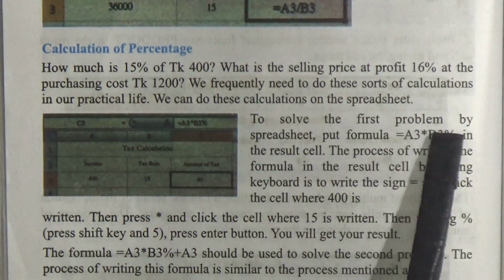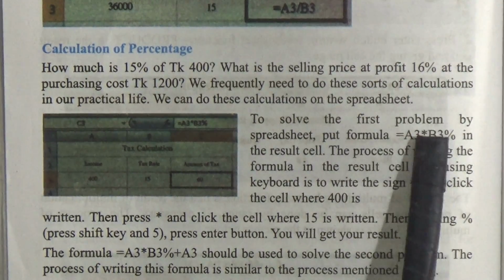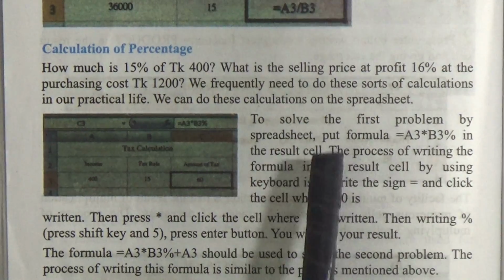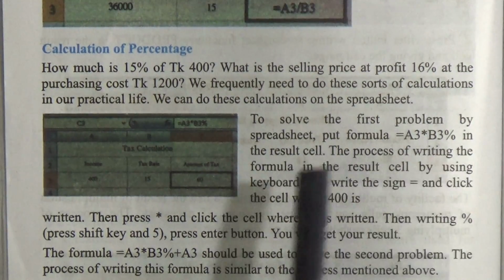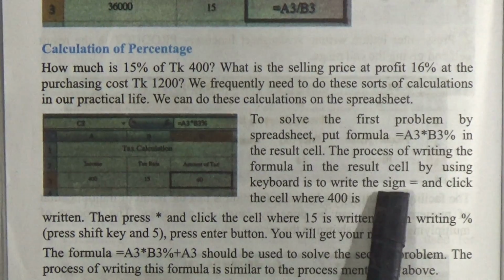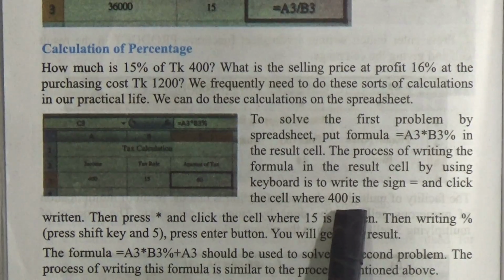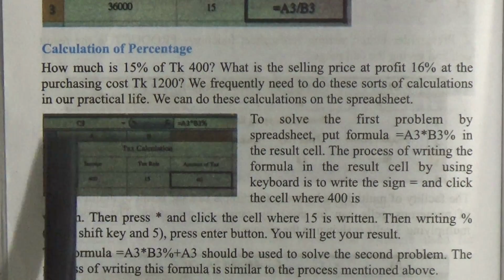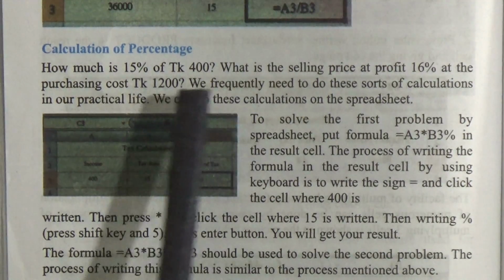To solve the first problem by spreadsheet, put the formula equal to A3 star B3% in the result cell. The process of writing the formula in the result cell by using keyboard is to write the sign equal to and click the cell where 400 is. So here you can see the function is equal to A3 star B3 into percent.